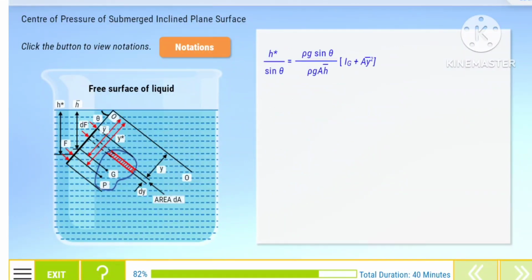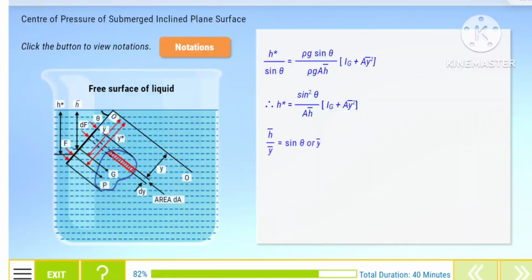Let's substitute these values in equation 1 for y star. We then have h star by sine theta is equal to rho g sine theta the whole divided by rho g A h bar the whole multiplied by Ig plus A y bar squared. Therefore, h star is equal to sine squared theta divided by A h bar the whole multiplied by Ig plus A y bar squared.